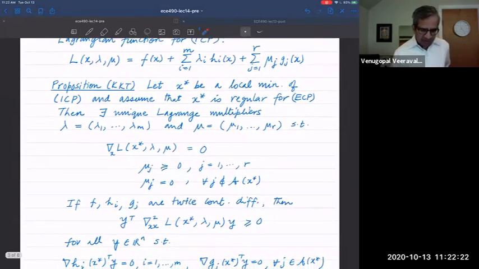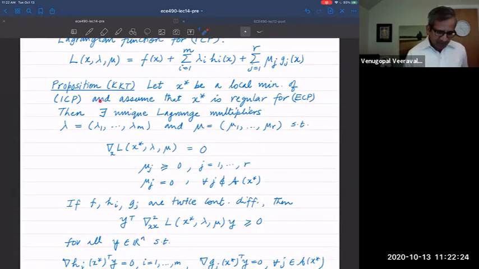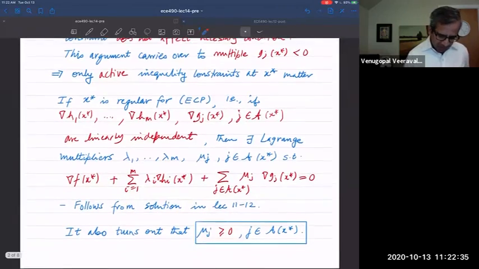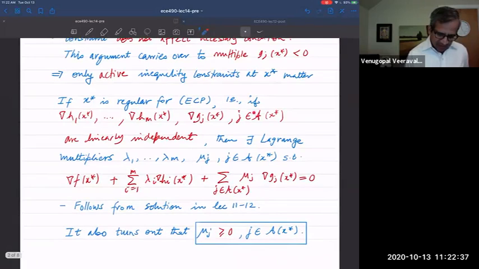So what this theorem states is that if x star is a local minimum for the inequality constraint problem, and that x star is regular, and it's regular for this equality constraint problem, in the sense that these gradients are linearly independent. Only the active ones here and the H's have to be linearly independent.